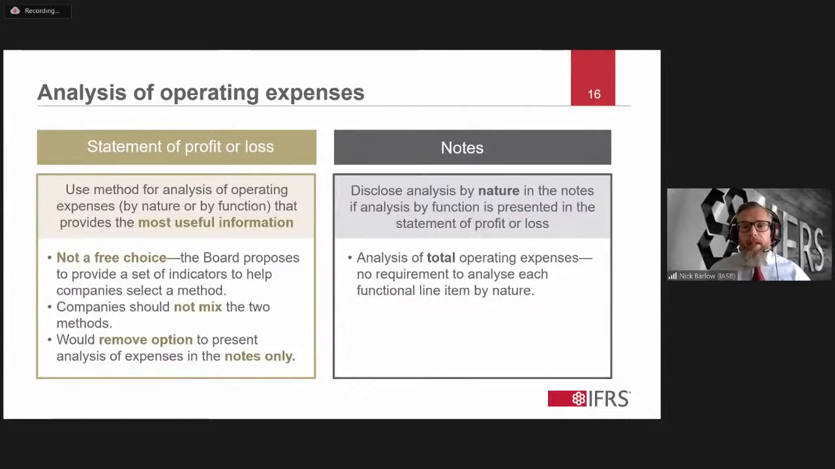Importantly, for those entities that then presented by function, an entity would be required to disclose in the notes the analysis of the operating expenses by nature. Now that's at an entity level, so not breaking down the individual functions, for example cost of sales, but rather showing it at an entity level. And so we have an example on the next slide of what that might look like.